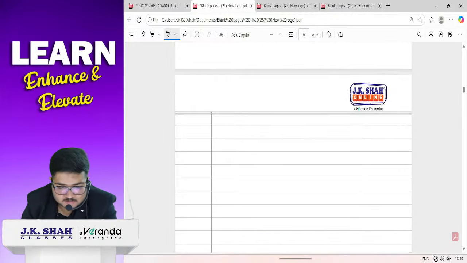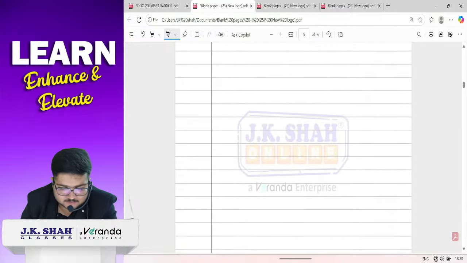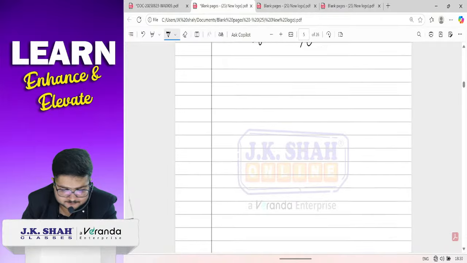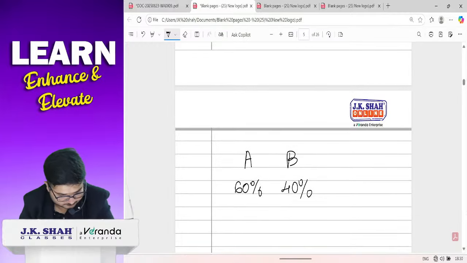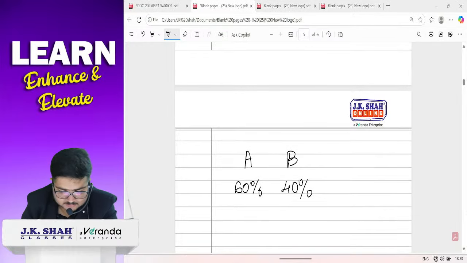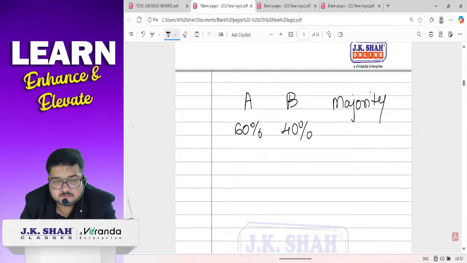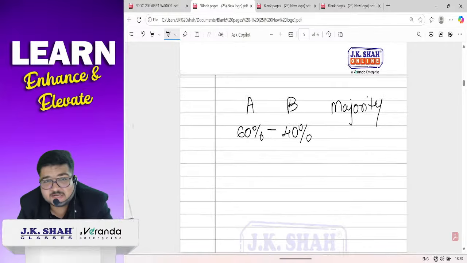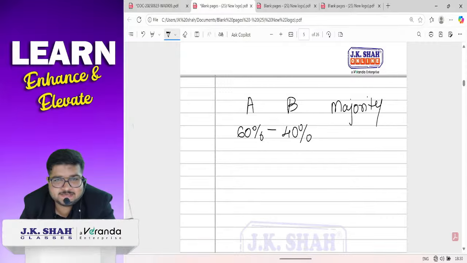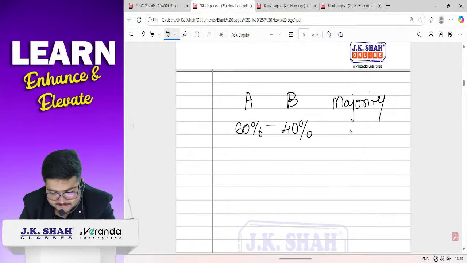Now here comes an important part called majority. What is majority? It is the difference between winner and loser. What is the difference between winner and loser in this case? 60% minus 40% is 20%.